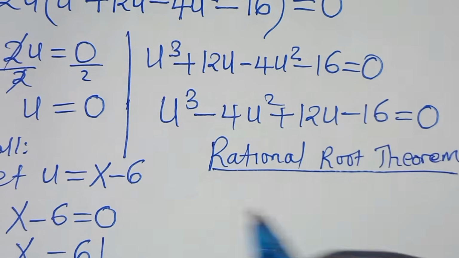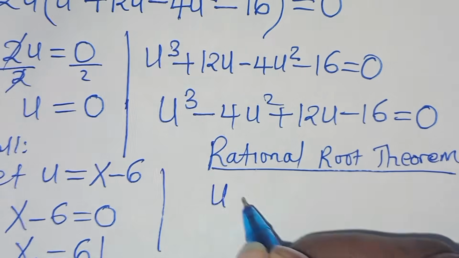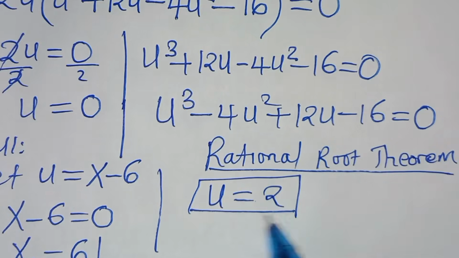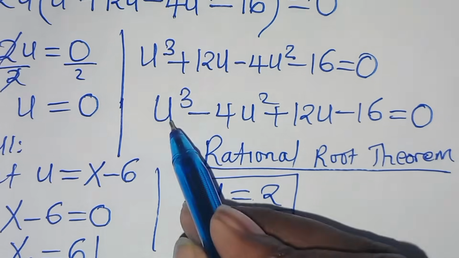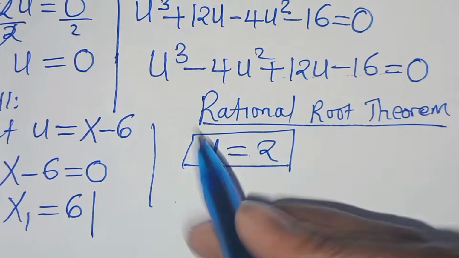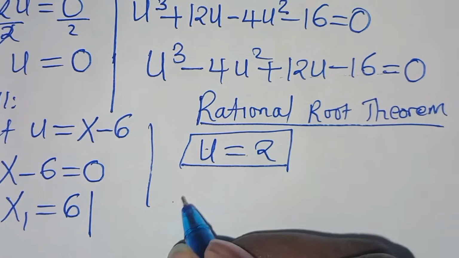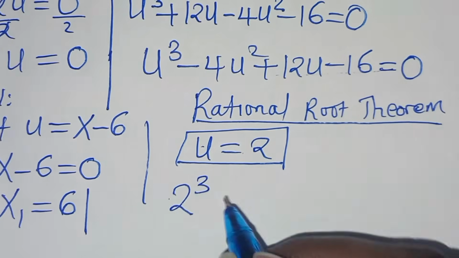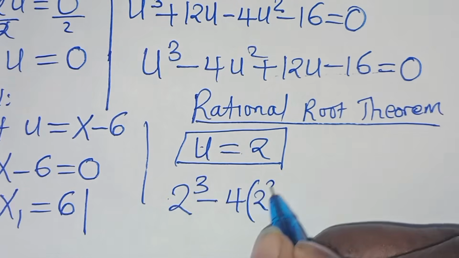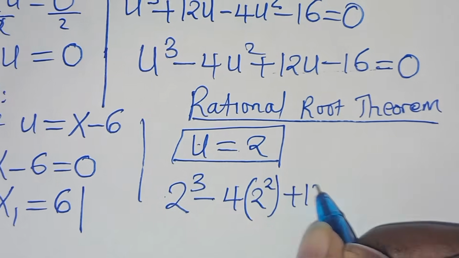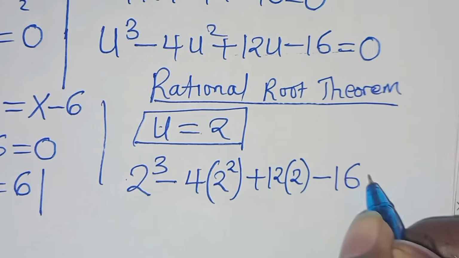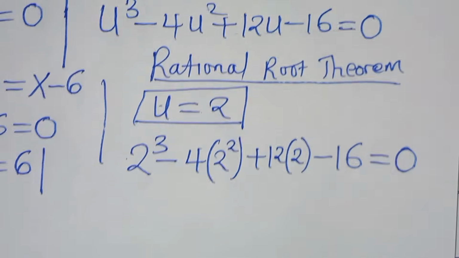In this case, we can test u equal to 2. So let's test u equal to 2 and see if this value of u satisfies this equation. So substituting the value of u, which is 2, into this cubic function, this implies we have 2 to the power of 3 minus 4 into the parentheses 2 squared, then plus 12 times u, which is 2, minus 16. This is equal to 0.